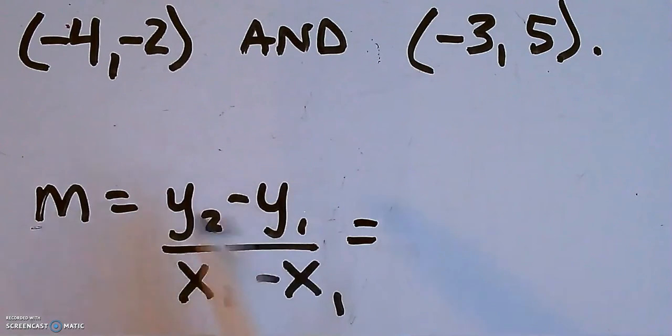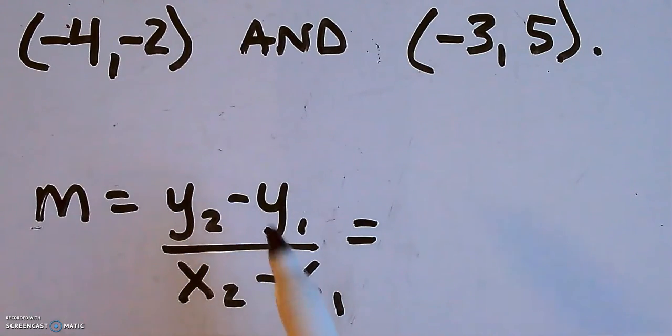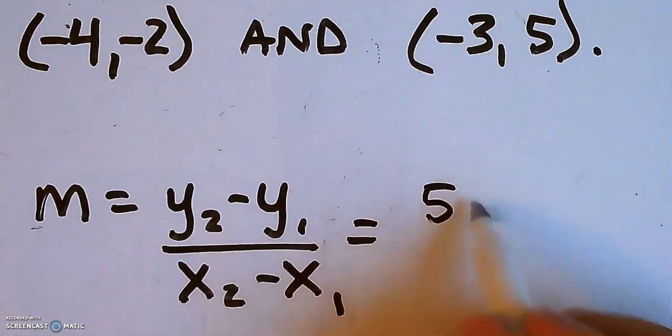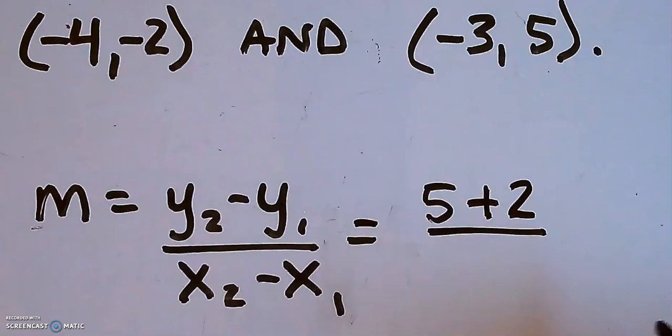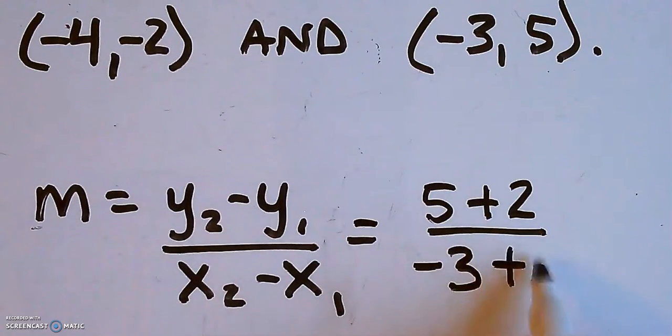So when I go ahead and start by doing this here, if I take my second y value minus my first y value, that's going to be 5 minus a -2, which is the same thing as adding those two numbers. And then my difference in my x values, if I do -3 minus -4, that's really just the same thing as adding +4 here.